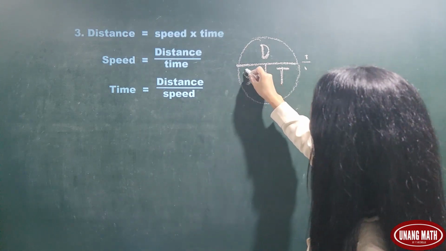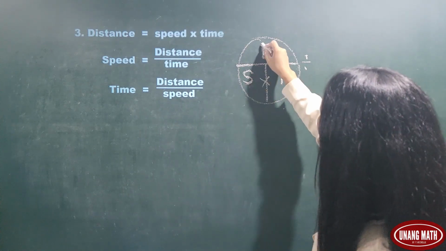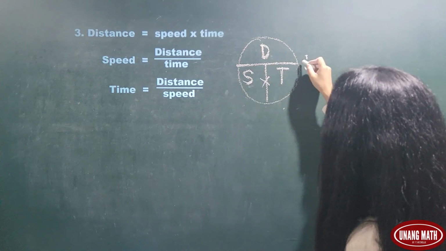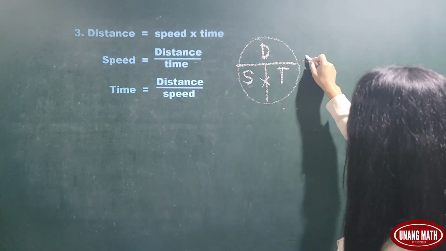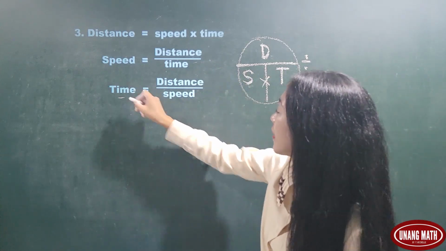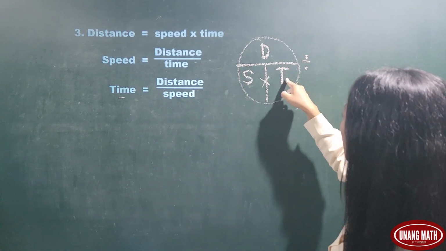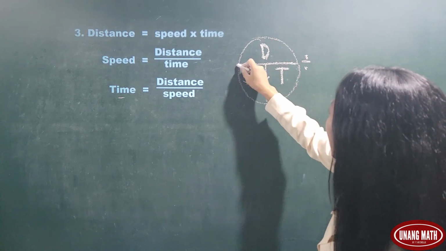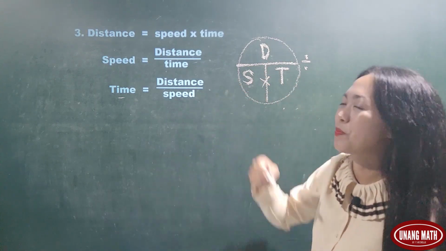If we are looking for the speed, our formula will be distance, since this is division, divided by the time. And if we're looking for the time, our formula is distance divided by speed.